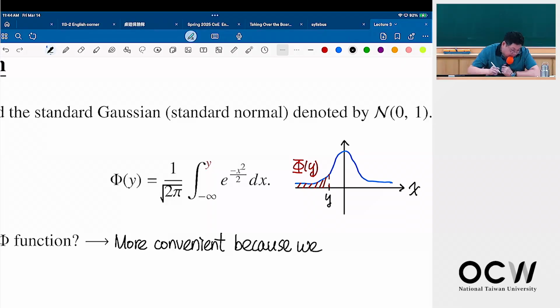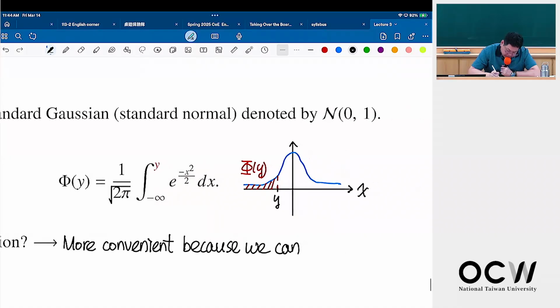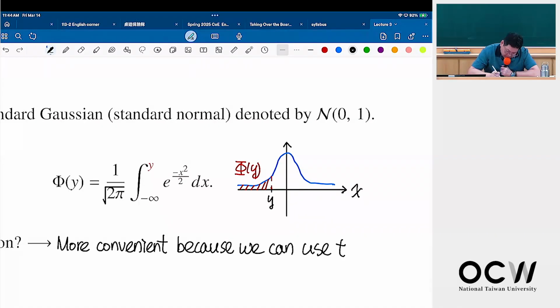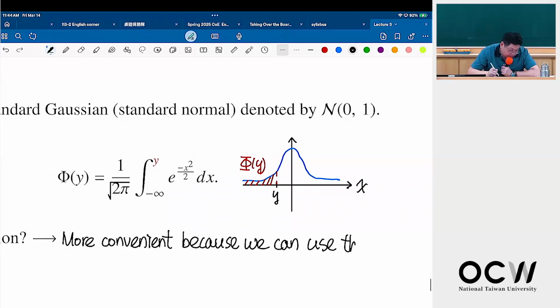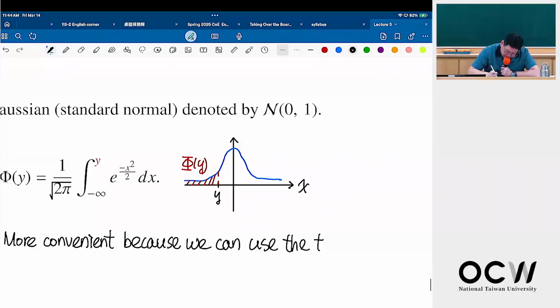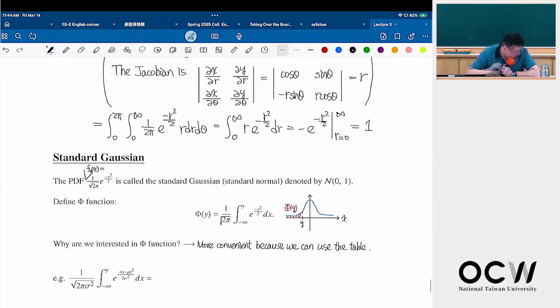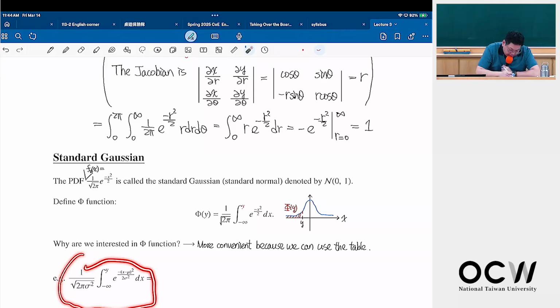Because we can use the table. So how do I get this standard Gaussian? For example, if I have this integration, for this integration, we just change the variables.